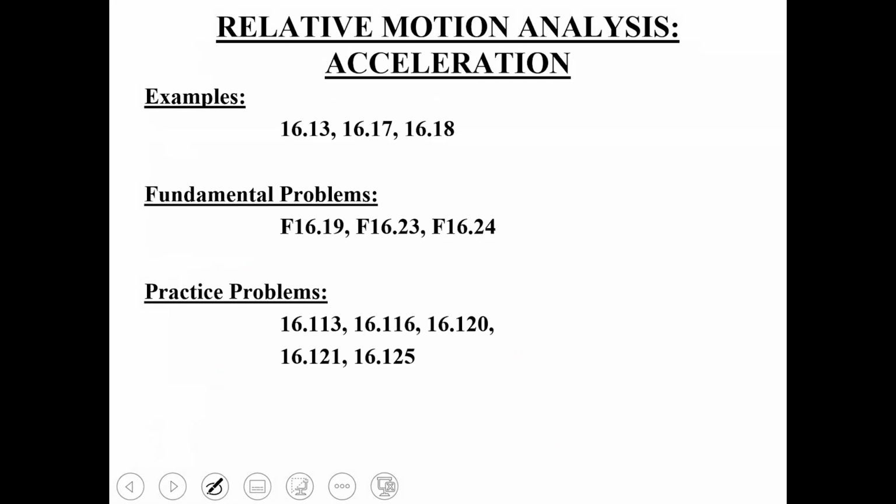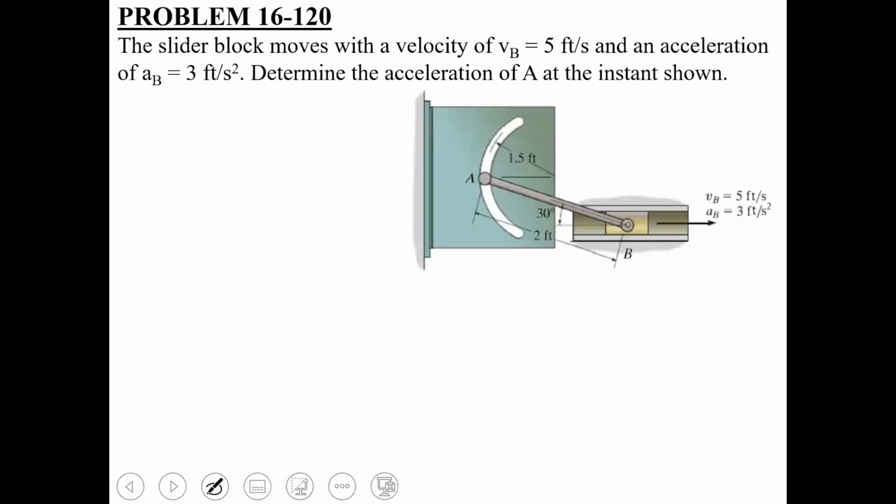So starting with the first problem, which is problem 16-120, in which we have a rigid body mechanism being shown to us. We need to find out, if the piston is moving towards the right with the velocity and acceleration shown to you, that is, it is moving towards the right with a speed of 5 feet per second and an acceleration of 3 feet per second squared.